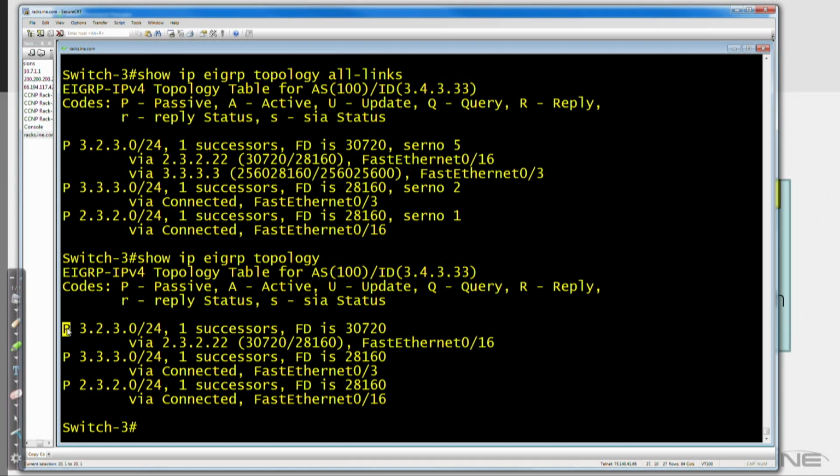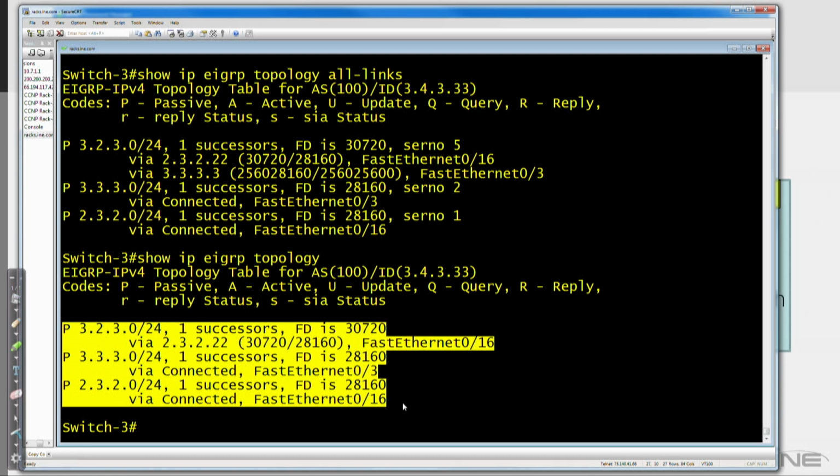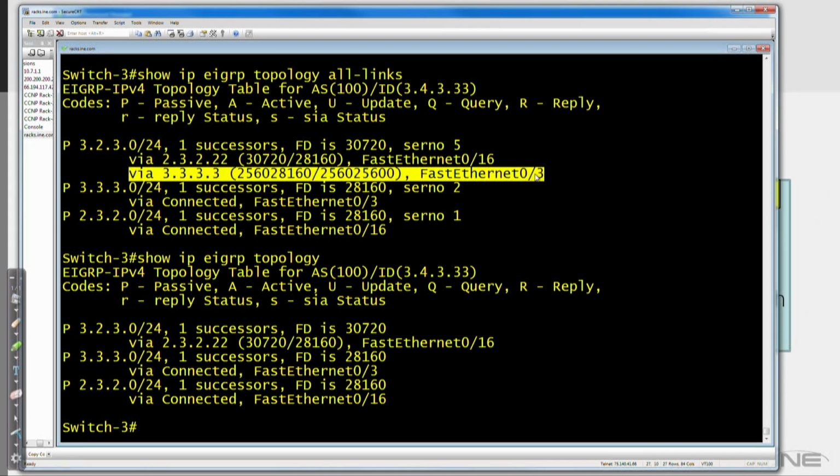Because when you type the command show IP EIGRP topology, it will only show you your successors and your feasible successors. Now you might be thinking, wait a second, Keith, isn't this guy a feasible successor? No, he's not, because he did not meet the feasibility condition. When this guy advertised 3.2.3, he said my reported distance is this horrible number, 256 million and something or other.